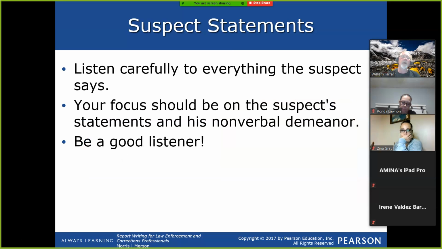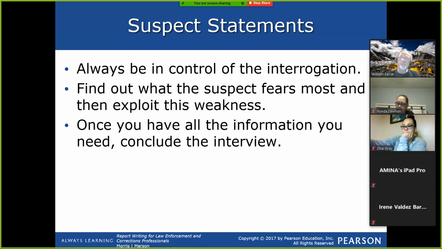Listen carefully to everything they tell you. Your focus should be on their statements and the nonverbal demeanor, kind of both, but be a good listener. Don't interrupt them every 5 seconds and try to clarify things every 5 seconds, because you want them to give you a statement and then you'll ask clarifying questions and maybe you can catch them in a lie. So let them talk and then try to clear things up as you go through. So be a listener for the most part. Be in control of the interrogation. Don't let the suspect be in control.